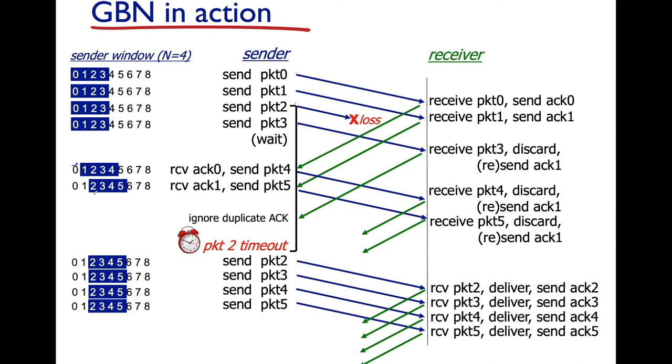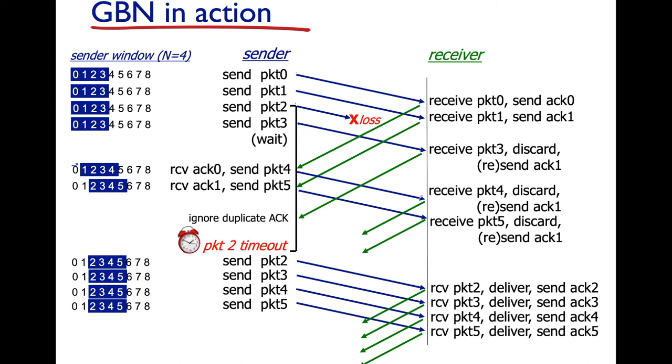So now our sender window has sequence numbers 2 and 3, they're unacknowledged, and 4 and 5, they're available for use. So what does the sender do? It sends packet 4 and it sends packet 5. So now sequence numbers 4 and 5 are in flight and unacknowledged. So in the meantime, we sent this duplicate ACK. It's in flight, going on its way back to the sender from the receiver.